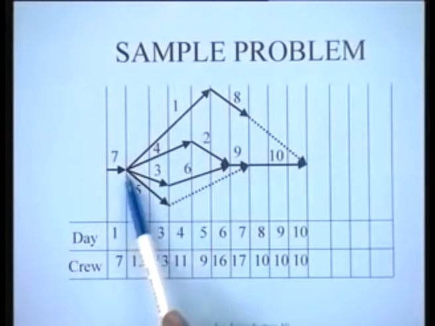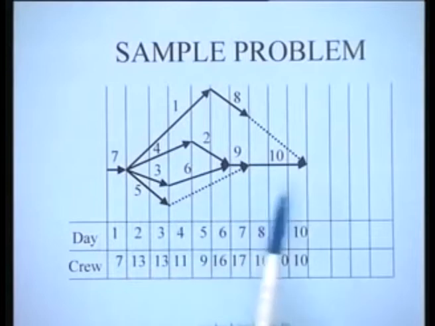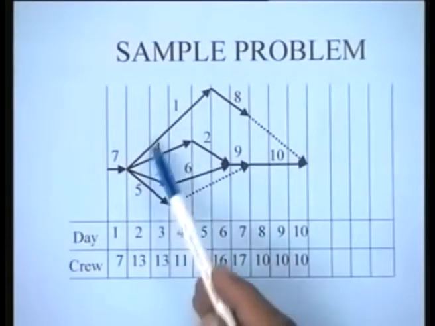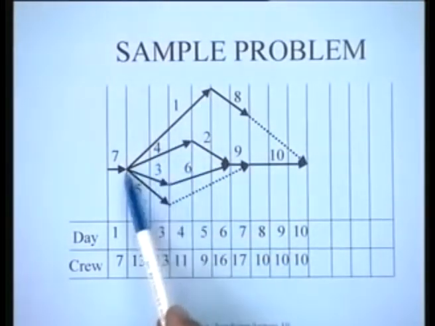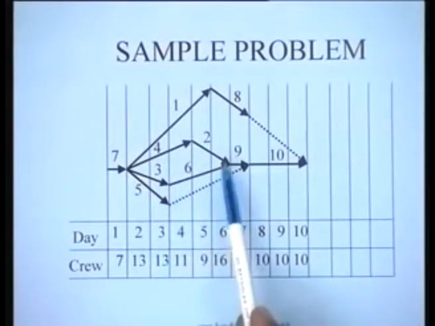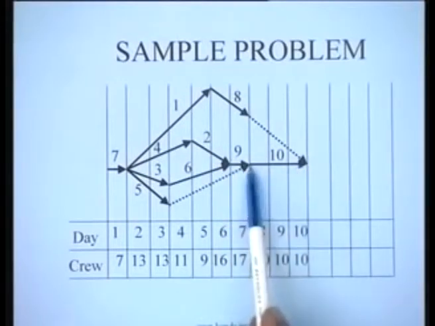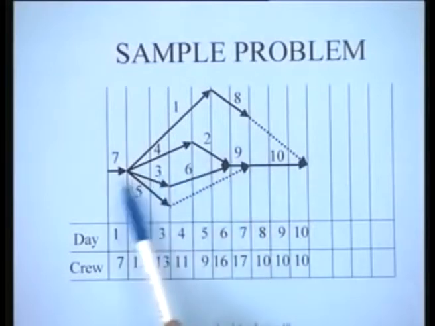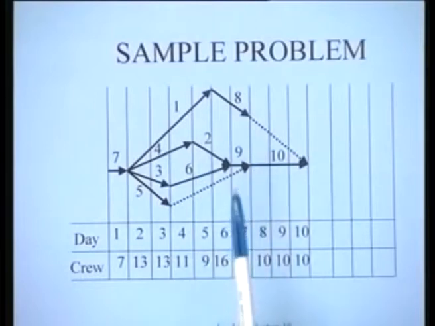The durations of each of these activities are indicated on this time scaled network. For instance, 7 takes only 1 day, 1 takes 4 days, 4 takes 3 days, 3 takes 2 days, 5 takes 2 days, 6 takes 2 days, 2 takes 2 days, 9 takes only 1 day and 10 takes 3 days. So we have developed in this case the early start schedule for this project.